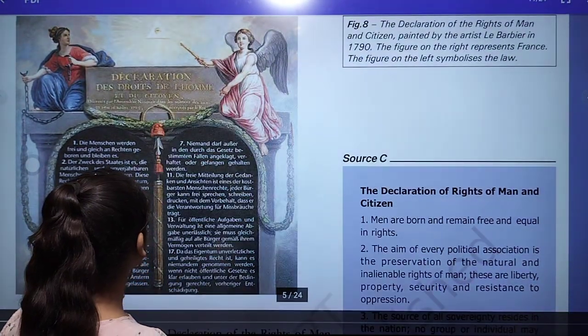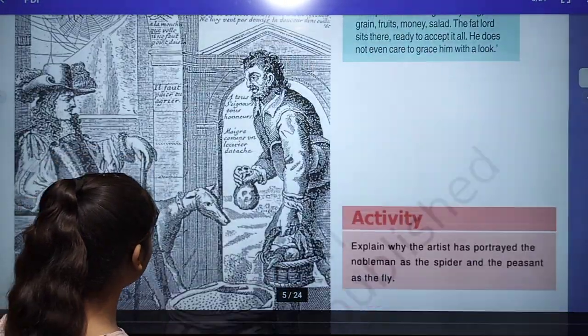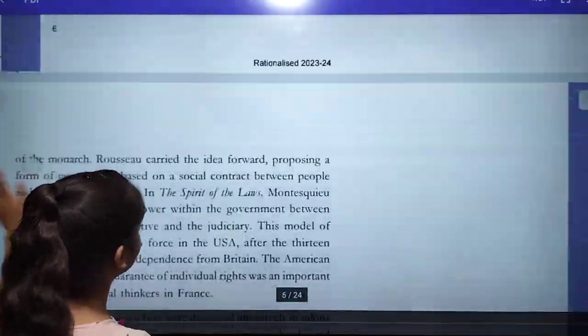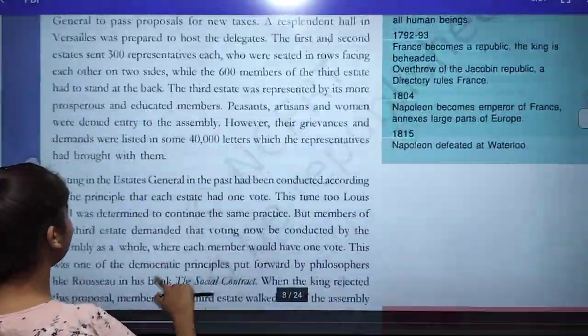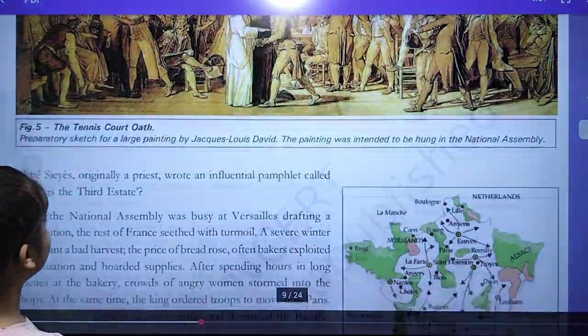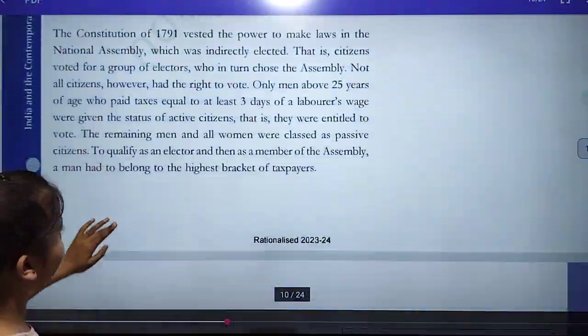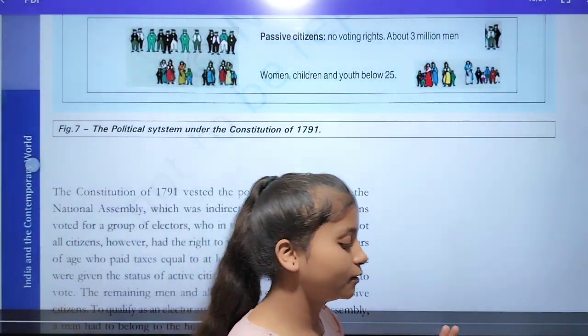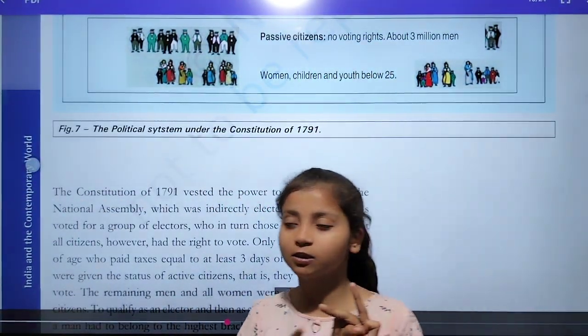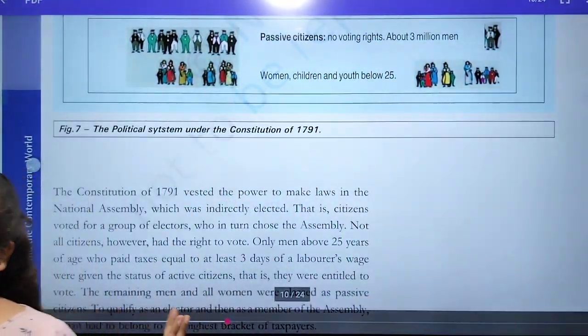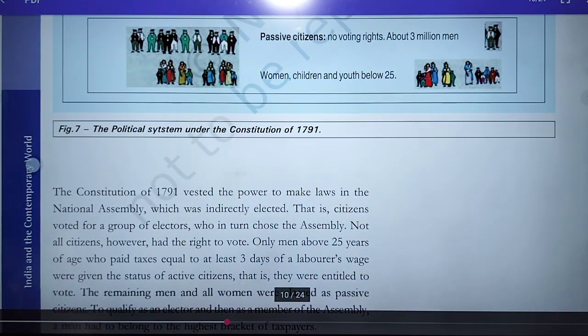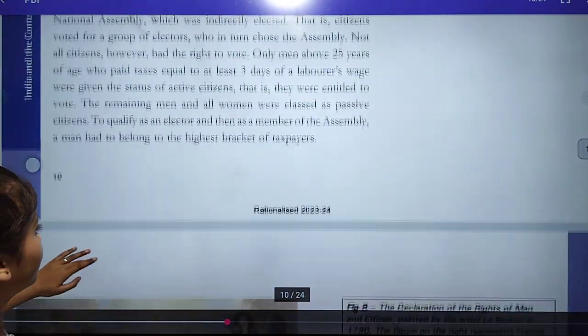Now France drafted a constitution, and according to the constitution the powers are divided into three groups. Institutions like the legislature, which makes law, the executive, which executes the law, and the judiciary, which implements the law.